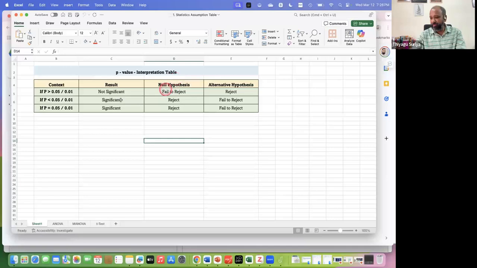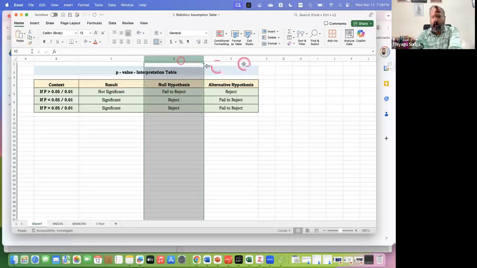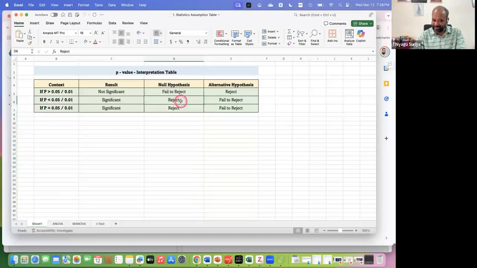In the first sheet, I put the p-value interpretation. The p-value less than 0.05 or 0.01. Why did I put 0.01? 95% or 99% is based on what you decide. If p-value is greater, it is called not significant: fail to reject the null. You check only the null hypothesis; don't look at the alternative. And if p-value is less than or equal to the level, it is significant: reject the null hypothesis. Hope you're getting this. I've written the same thing for you, so kindly download.